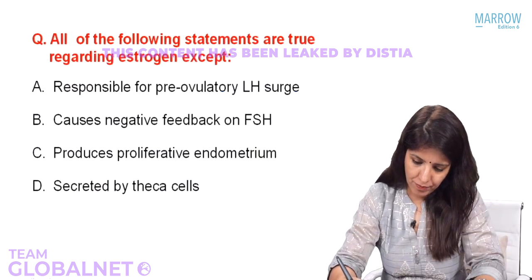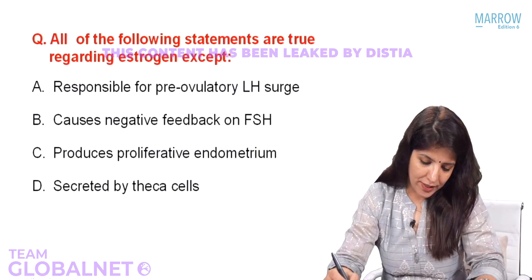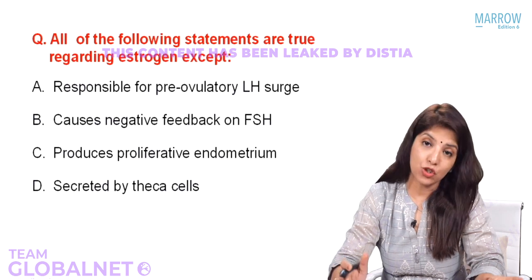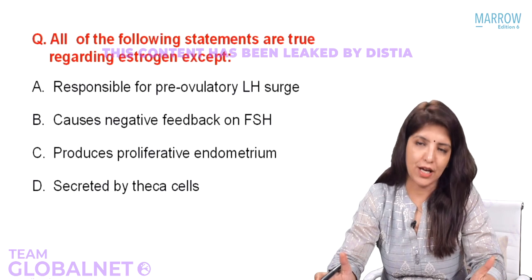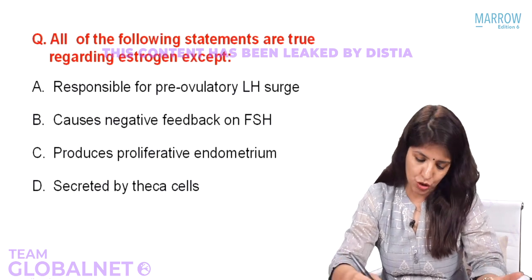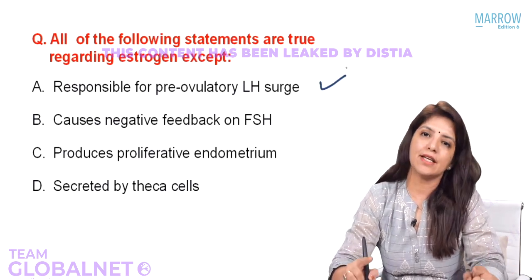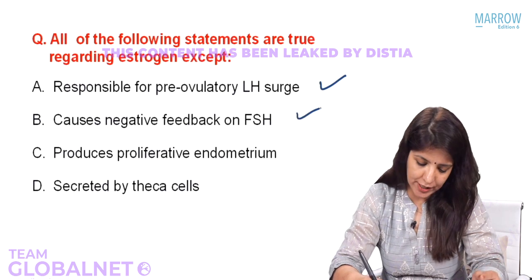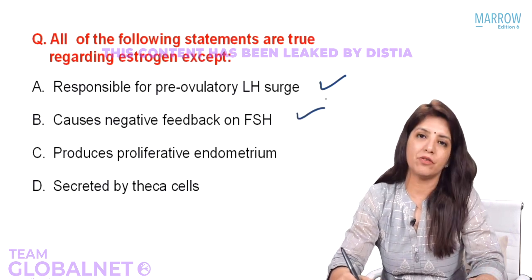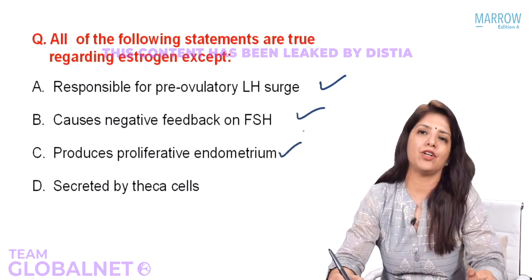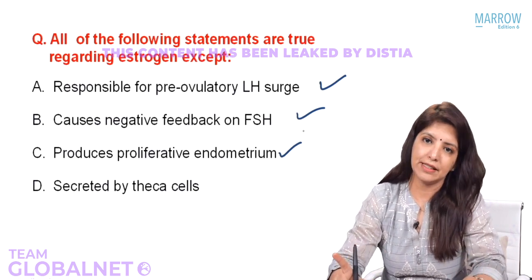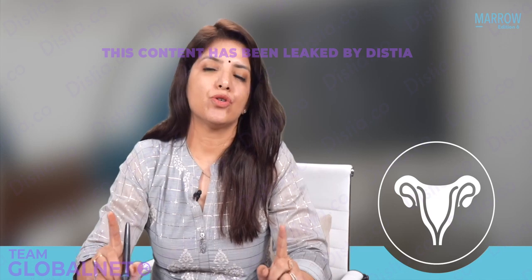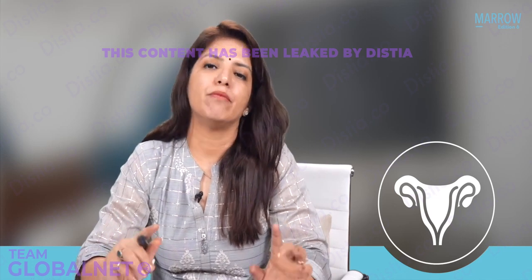So the next question. All of the following statements are true regarding estrogen except option A, it is responsible for pre-ovulatory LH surge. Yes, estrogen is responsible for that. It causes a negative feedback on FSH. Definitely. It produces proliferative endometrium. Yes. It is secreted by theca cells. No. It is secreted by granulosa cells. Right? So this is all what you need to know about the menstrual cycle.